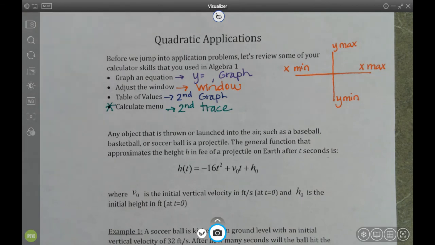So you did all of that in Algebra 1, but I know it's been a long time for some of you since you've had Algebra 1, which is okay. It's been a long time for me too.